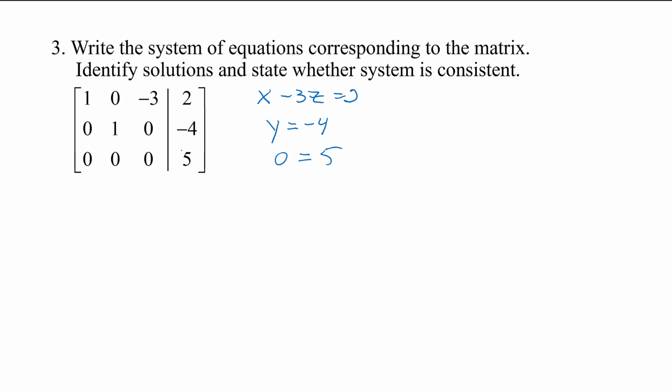Well, as soon as we see that 0 equals 5, that's never going to happen, right? So we would have to say that this system of equations is inconsistent. There's no solution. Okay, and we move on.